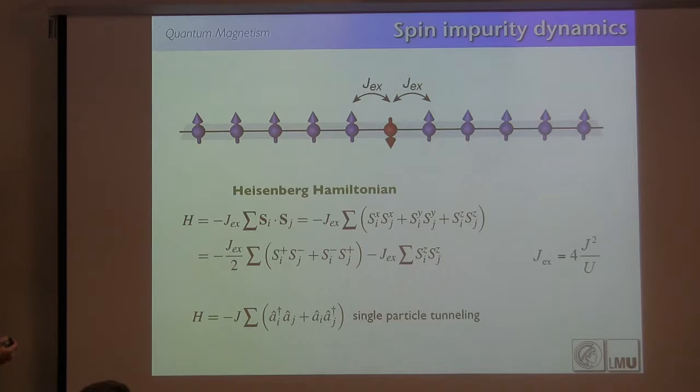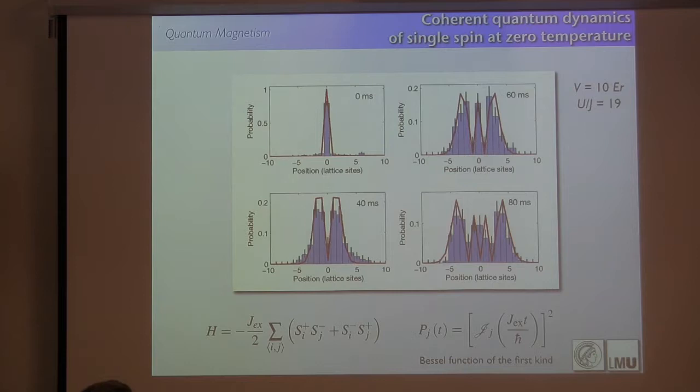So that's just going to give us a total offset. So in this case, we can just scrap the interaction term. It doesn't play any role. We're just left with S plus S minus. And remember, the S plus S minus is just like the A dagger A, right, in single particle tunneling. So what you have seen for the single particle, you should just see for the single spin in the spin chain now as well. And that's indeed what we see.